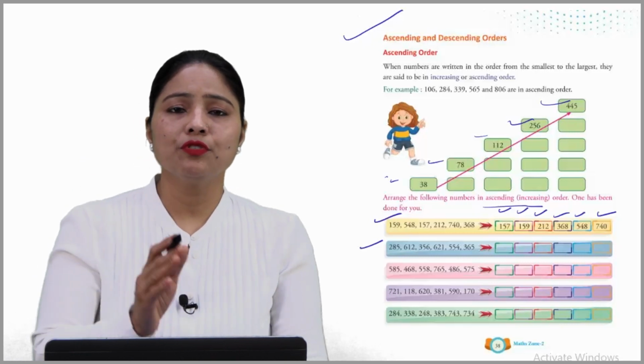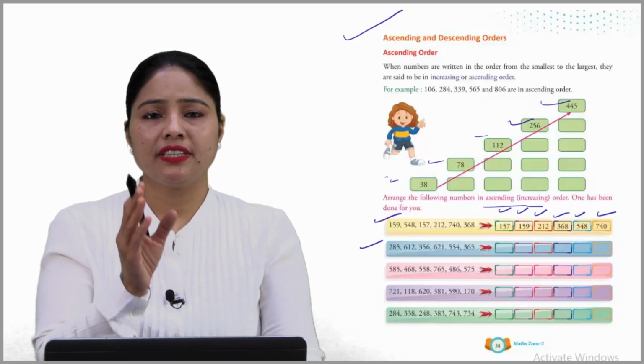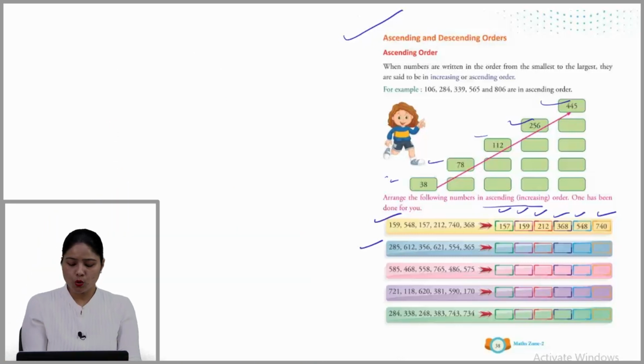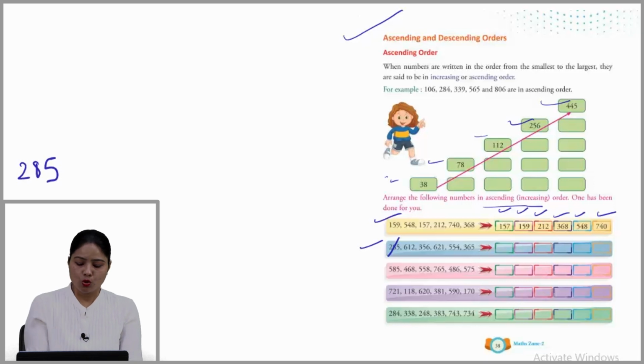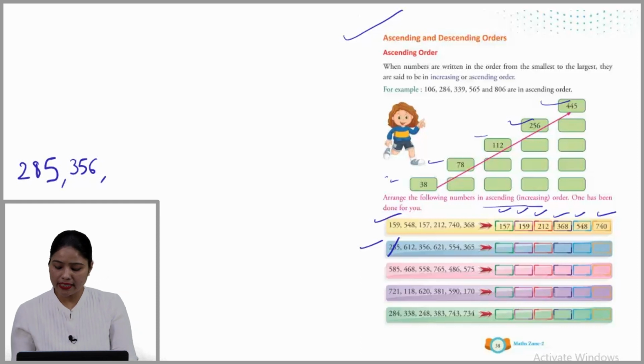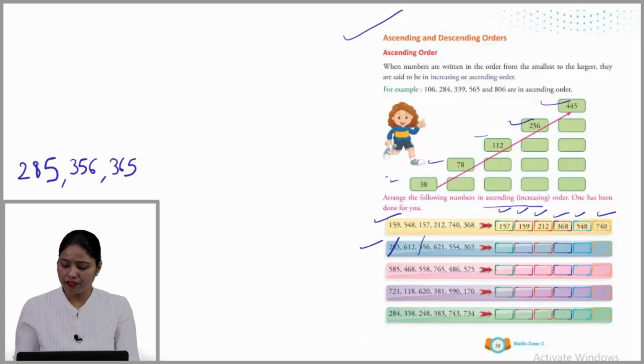For this we have to find the smallest number first. So we can see that 285 is the smallest number. So write it, 285, first. Okay, and cut it from the list बेटा. यहाँ से लिस्ट से कट कर दिया. उसके बाद हमारा क्या बचता है? 356. So write it, 356, like this. Okay, and cut it from the list. उसके बाद आता है बच्चों 365. So write it, 365, and cut it from the list.